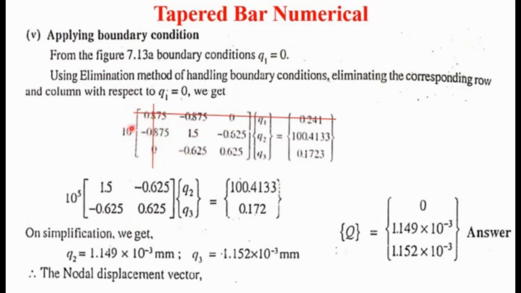After eliminating this first row and first column, we will get this final matrix, that is 10 raised to 5 into 1.5, minus 0.625, minus 0.625 and plus 0.625.